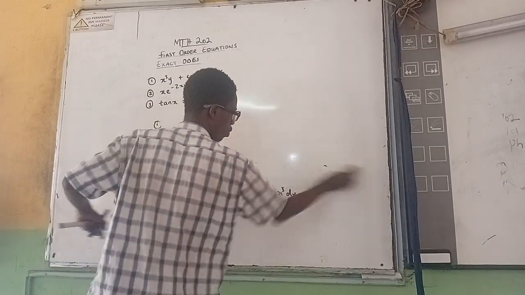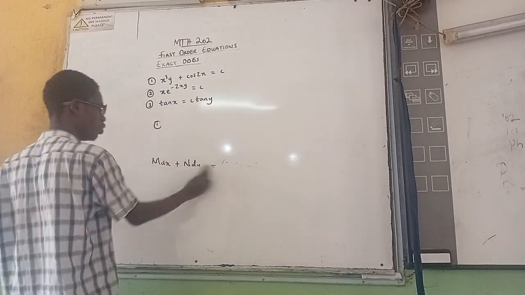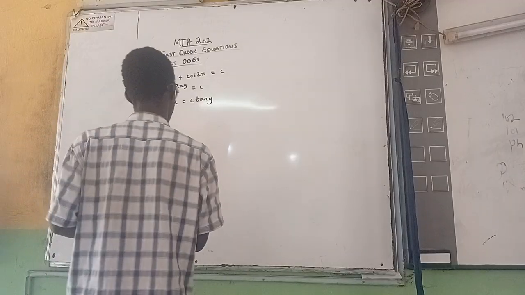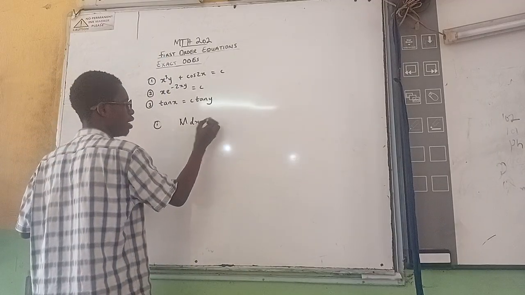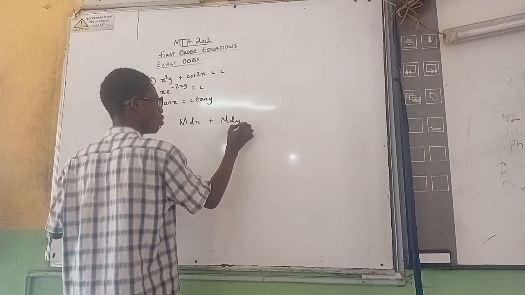We can go to the second one. So the first thing we do is what? Differentiate with respect to x. Call it our M dx. So let me write it out like this: M dx plus N dy equals 0.